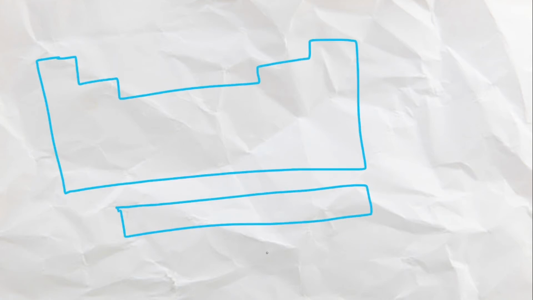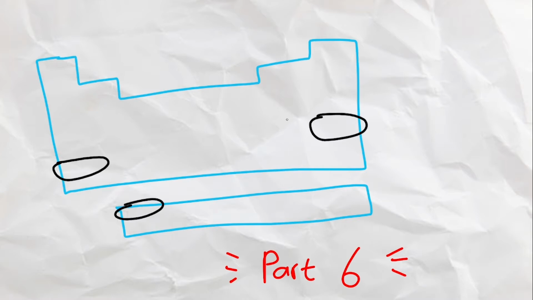Welcome back to the series where I try to explain every element on a periodic table and show off what they are used for. In this video, we will go over the elements 51 to 60, from antimony to neodymium.